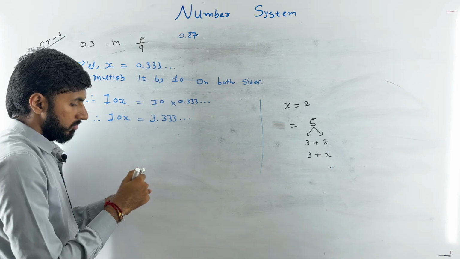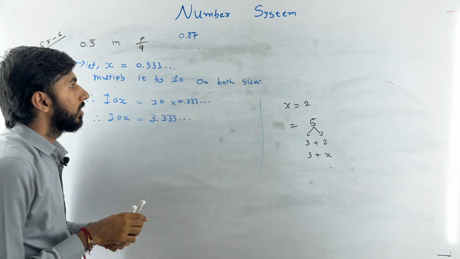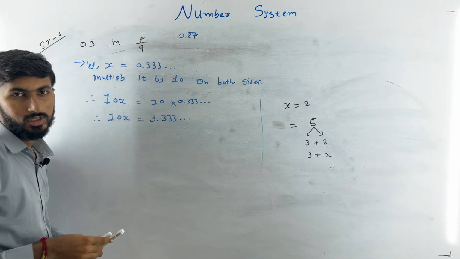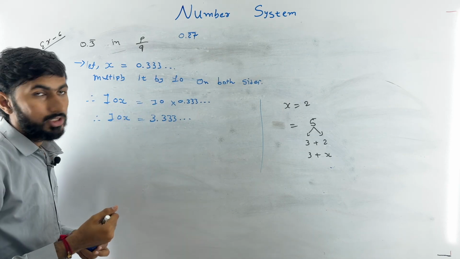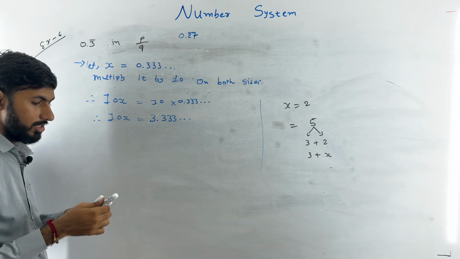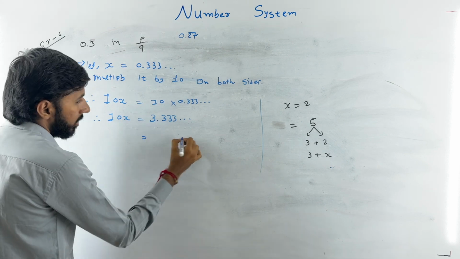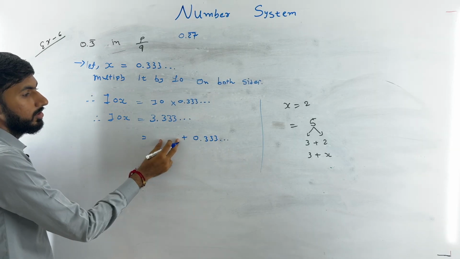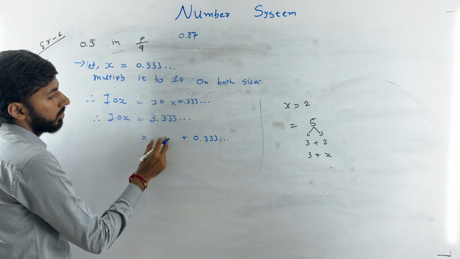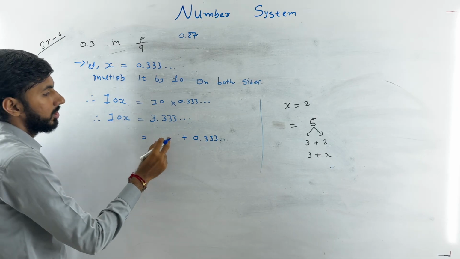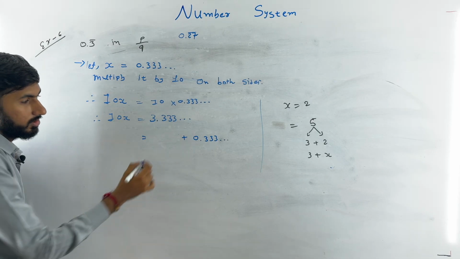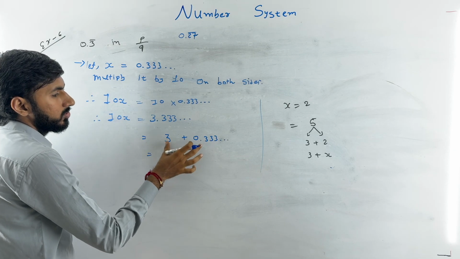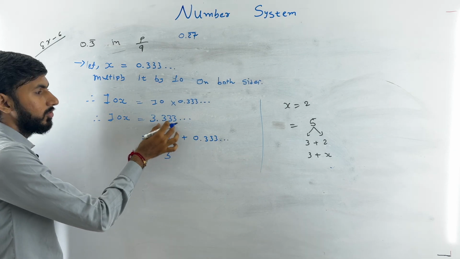Here I have 3.33333. Now look at the x. What we have assumed is x equal to 0.333. So I will separate this in such a way that I can use x here, right? What I can do is just write what is x here and write the remaining part here. So what number do I have to write here such that the addition becomes this? Just write 3 here, because 3 plus 0.333 becomes 3.333, right?